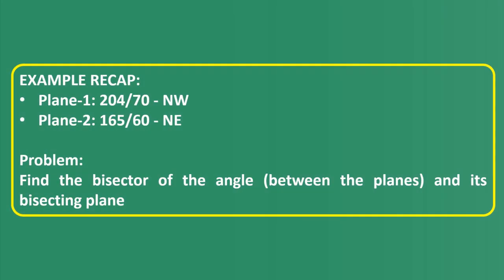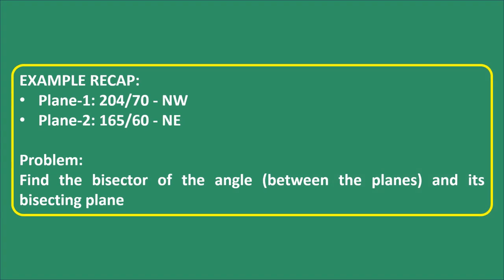Let us visit the previous example. In the previous example, the problem is to find the angle between the following planes. Plane 1 strikes 204 degrees and dips 70 degrees northwest, and plane 2 strikes 165 degrees and dips 60 degrees northeast. The problem in this module is to find the bisector of the angle between the planes and its bisecting plane.